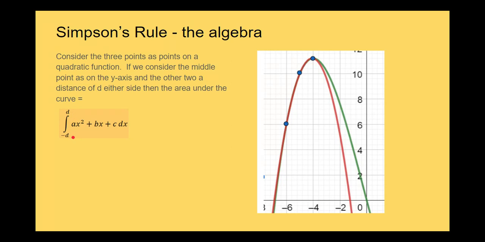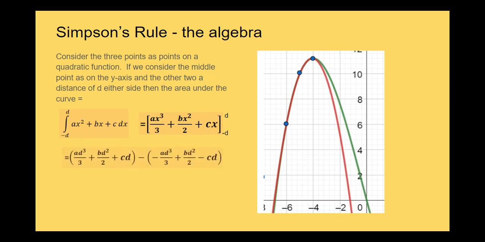And we're going to integrate this. What happens next is nothing fancy. There's no numbers there. We've got it in terms of a, b, c, and d. We sub in our values for x, d, and minus d, and that's what we get. That is the area under the quadratic between those 3 points.